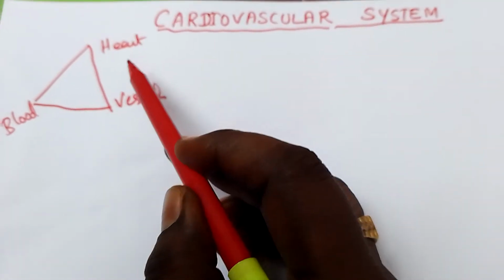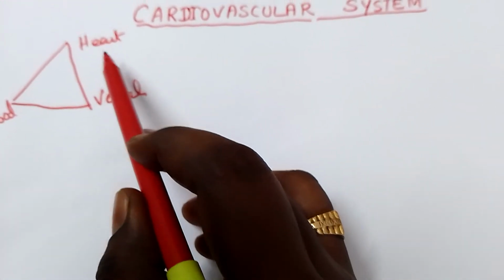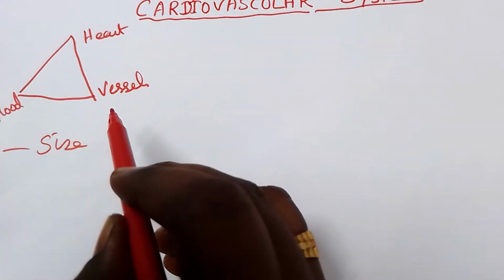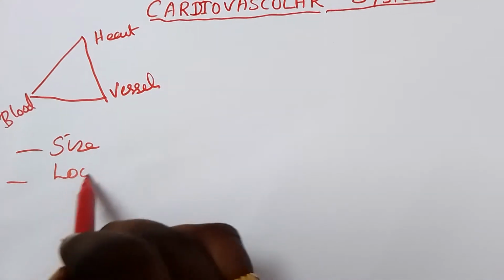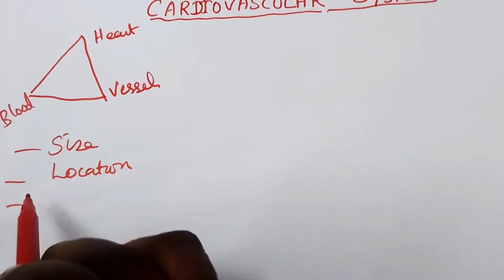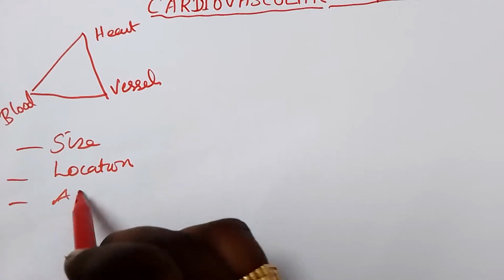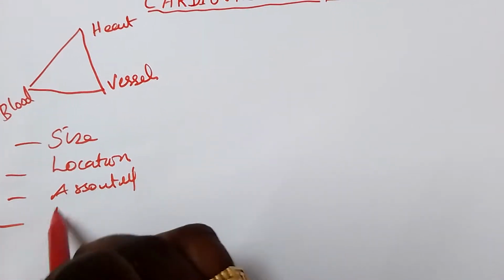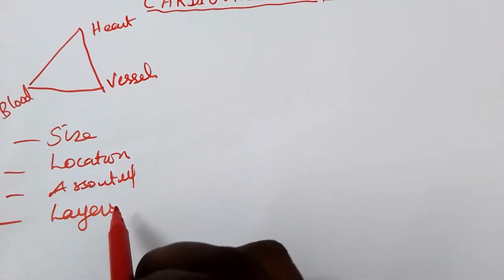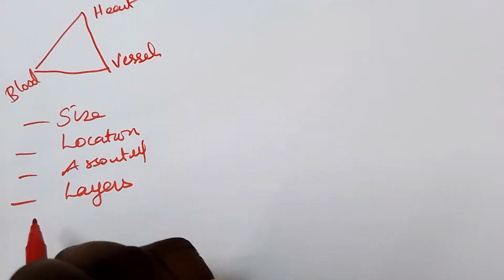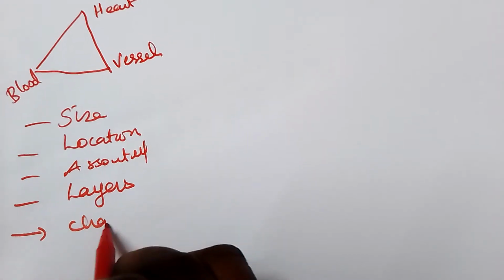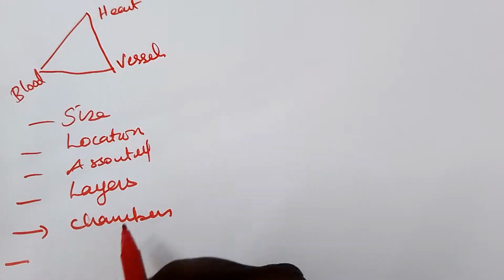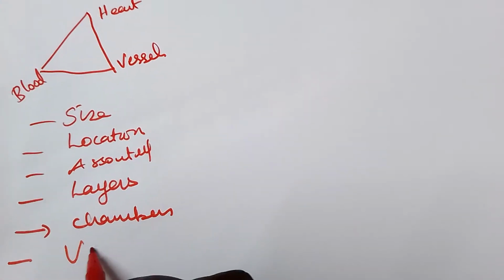While studying the heart, first you have to understand the size of the heart, the location of the heart, what are all the associated structures related to the heart, and what are all the layers of the heart. Understand the layers of the heart, and the chambers, how many chambers are present in the heart.